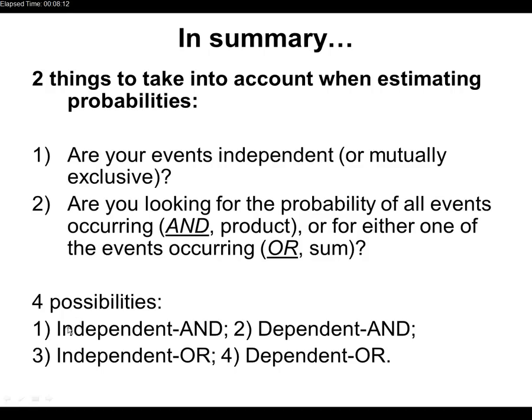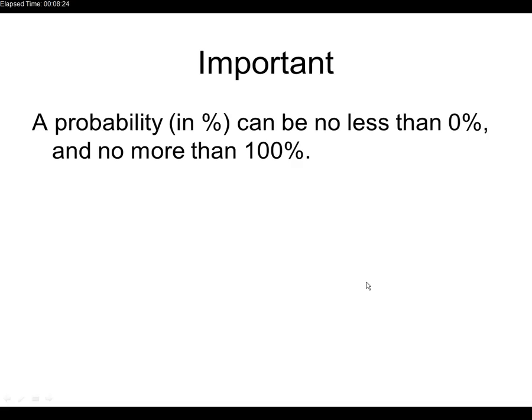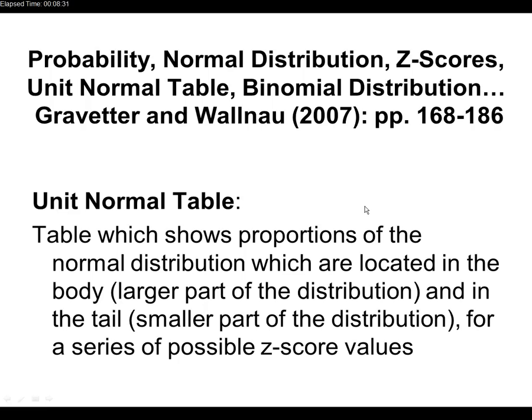4 possibilities, okay, are 1 independent and, 2 dependent and, 3 independent or, 4 dependent or. Okay, and don't be frightened by these. This is important. A probability in percent can be no less than 0% and no more than 100%.